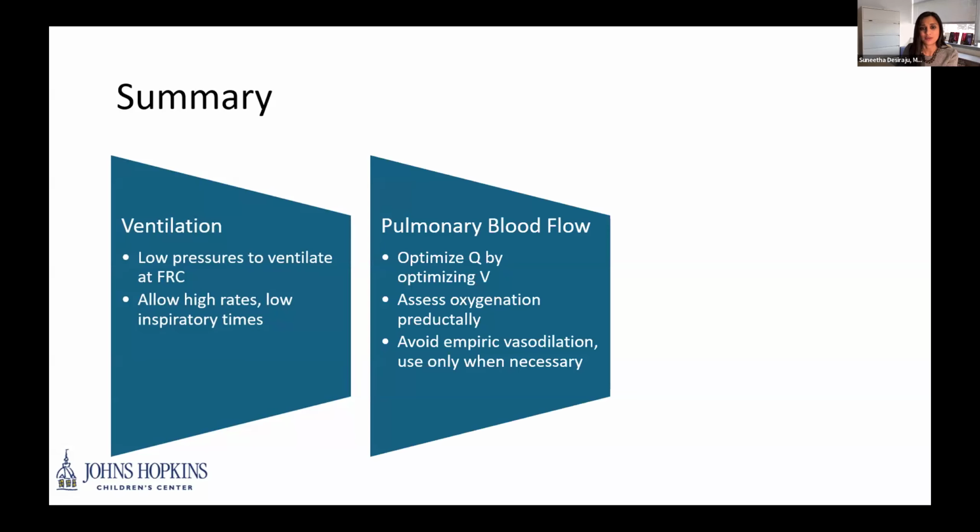Next, pulmonary blood flow. We talk a lot about pulmonary hypertension, but I like to think of this in the converse, as in optimizing pulmonary blood flow. And the way that we optimize blood flow, or Q, is by optimizing V. Whenever we have a Q problem, we should troubleshoot V. And the way we know is by assessing oxygenation pre-ductally. Post-ductal assessments of oxygenation are pessimistic, and they don't always properly reflect what's going on at the level of gas exchange. We're going to avoid empiric vasodilation and only use pulmonary vasodilators when necessary, when the baby proves a need.